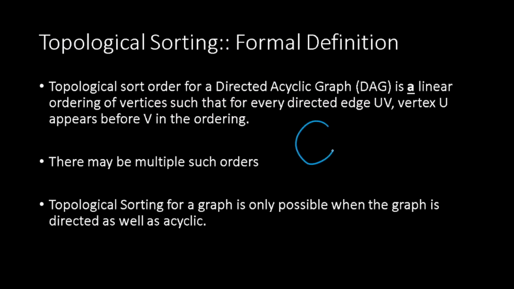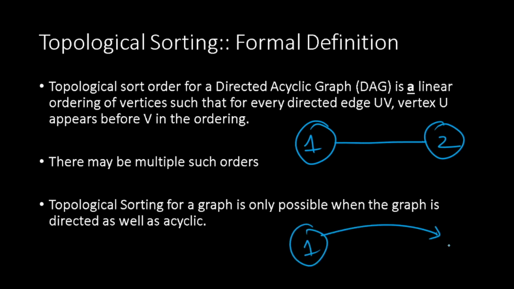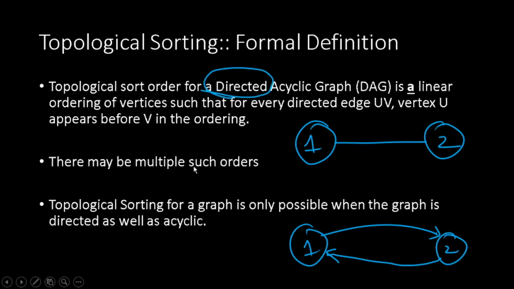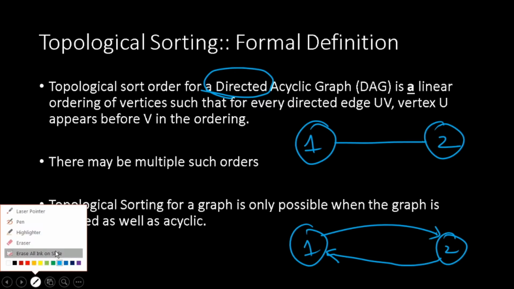Why so? Suppose there is an undirected edge from 1 to 2. This can be written as a directed edge from 1 to 2 and a directed edge from 2 to 1. So 1 is the prerequisite of 2 and 2 is the prerequisite of 1. Neither course can be done. So it has to be directed. Similarly, it has to be acyclic. Why does it have to be acyclic?